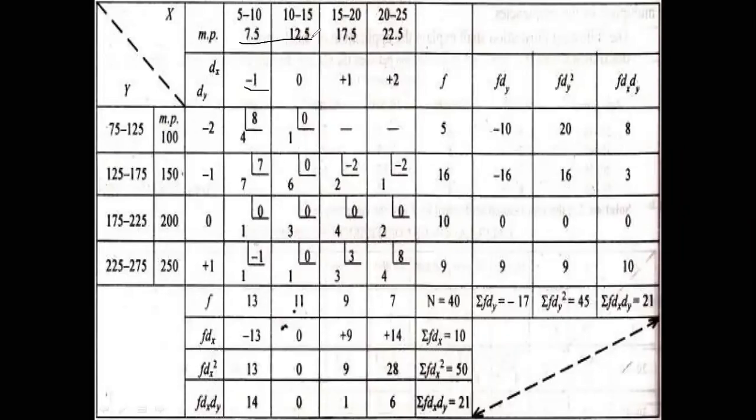Similarly 12.5 minus 12.5 is straight away 0. 17.5 minus 12.5, because we have considered 12.5 as the assumed value, comes to +5. +5 divided by 5 is 1. 22.5 minus 12.5, the value is 10. 10 divided by 5 is 2. In that manner, we have calculated the values of the deviations.